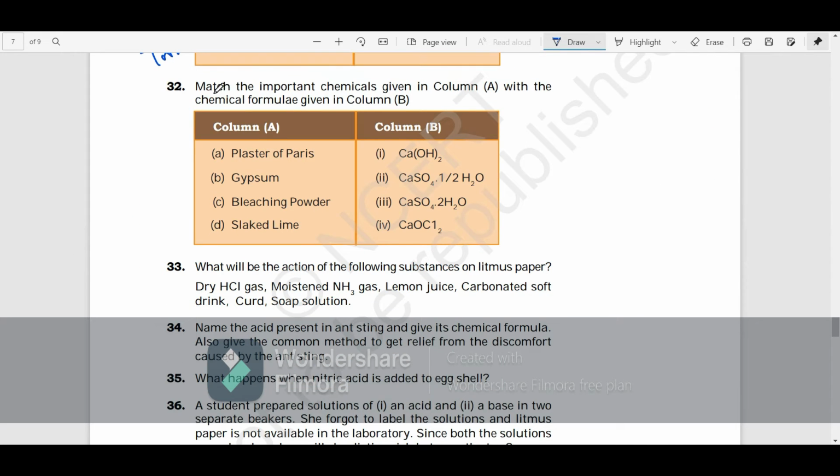Next, the 32nd question: match the important chemicals given in column A with the chemical formulas given in column B. Plaster of Paris, POP, is calcium sulfate hemihydrate. Yes, this is correct. Next, gypsum is calcium sulfate dot 2H2O, which is 3. Bleaching powder is calcium oxychloride, so it's option 4. And slaked lime is calcium hydroxide, which is 1. See, they're just playing with all of those calcium terms in the formulas. You have to be perfect with that.